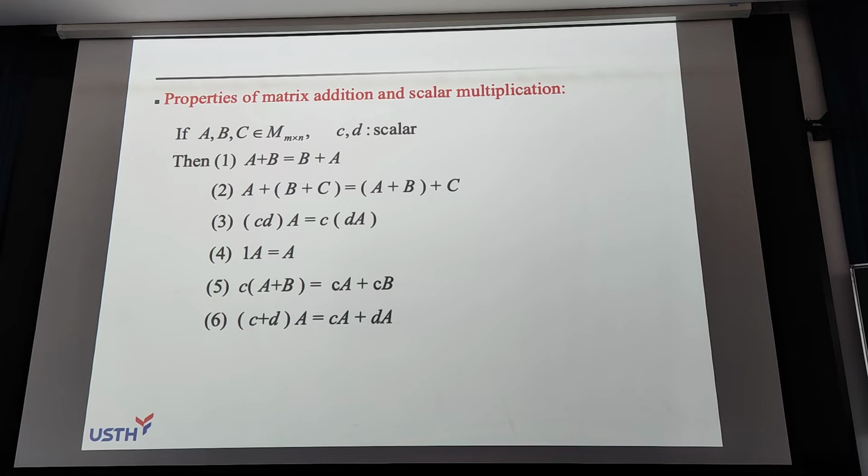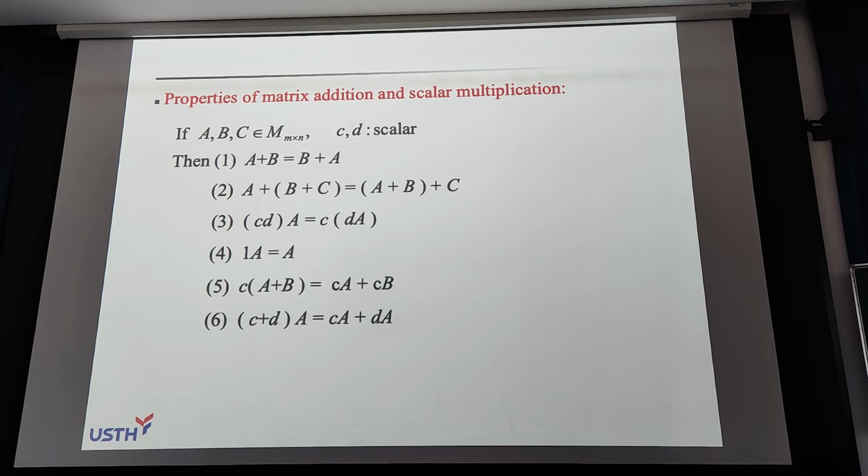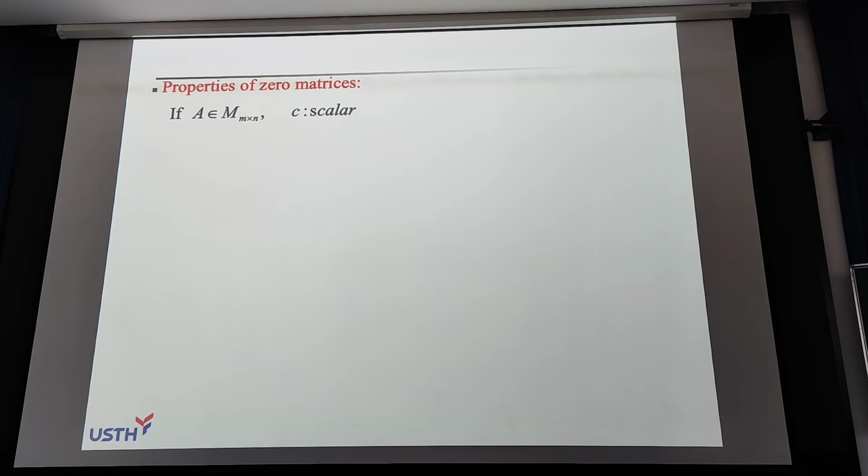Now about the scalar multiplication, you have the following. Oh, that is already about the scalar multiplication. Now we have a property for the zero matrix. Suppose that A is any matrix n by n. C is a number. Then we have the following. If you take A and you add it to the zero matrix, nothing changes.